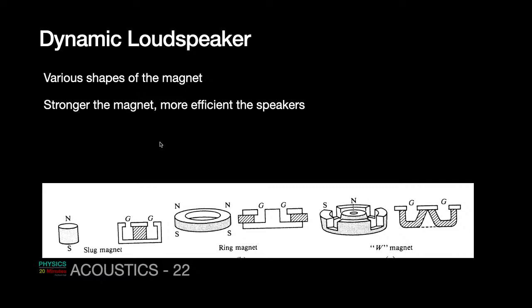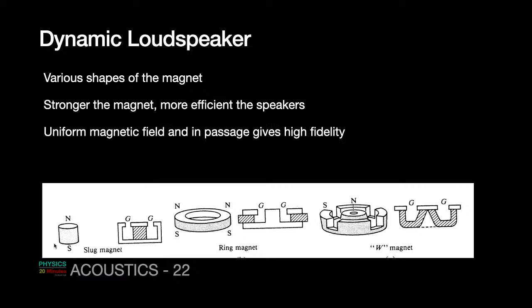In general, the stronger the magnet, the more efficient the speaker will be. Therefore, the magnet remains one of the most important characteristics in a speaker design. You need a uniform magnetic field in the center that gives you high fidelity. High fidelity means whatever is the sound input, the speaker must reproduce it honestly at a higher amplitude. So if it is not distorting it, then we call it a high fidelity speaker. So together these two, efficiency and fidelity, determine the quality of the speaker.